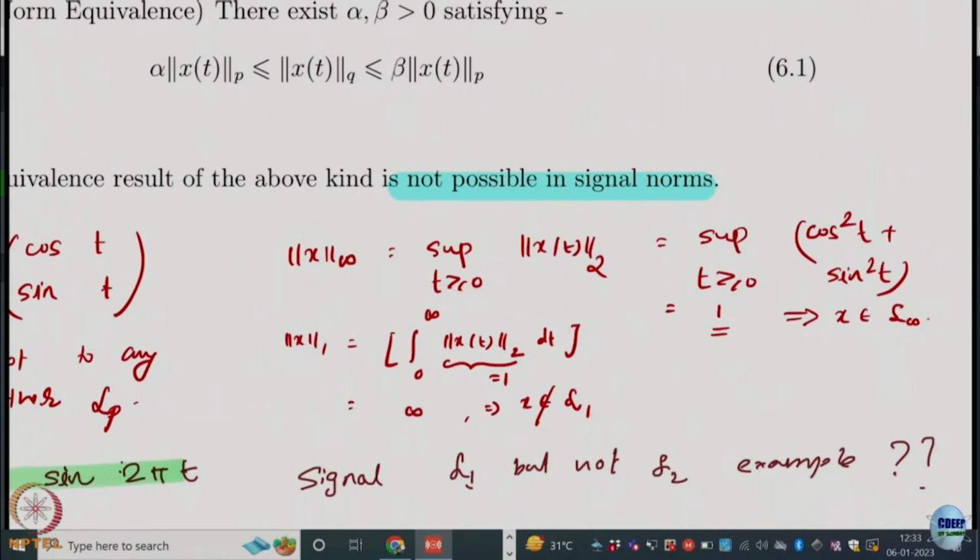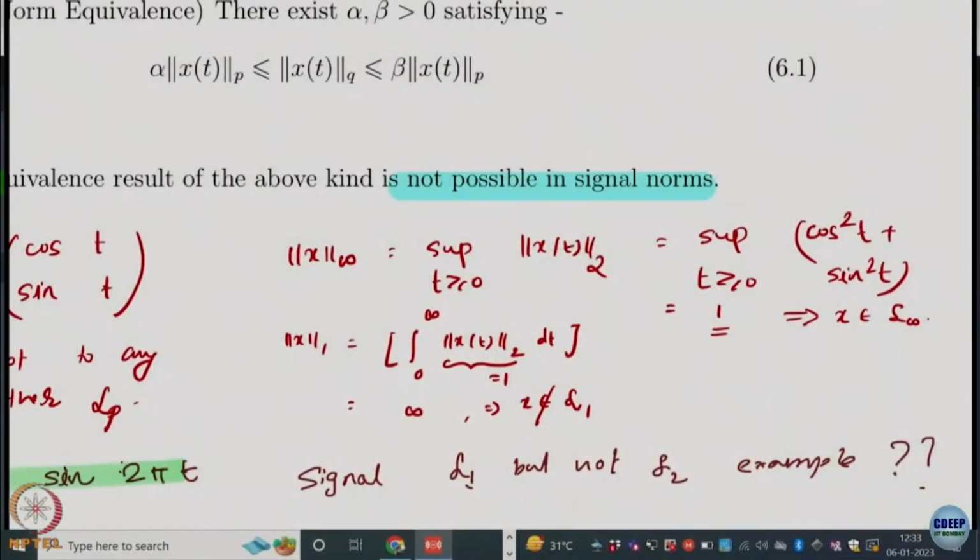And this is a big conundrum, right? It has a nice L infinity norm, but it is not in L1 space. Similarly, you can compute the L2 norm, or any Lp norm for that matter. This function is definitely in L infinity, but it is not in any Lp, because it will always have 1 integrated from 0 to infinity, and that will give you infinity. So norm equivalence does not work for signal norms. Alright.